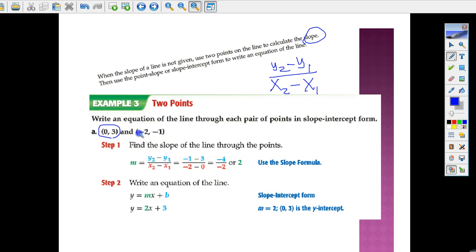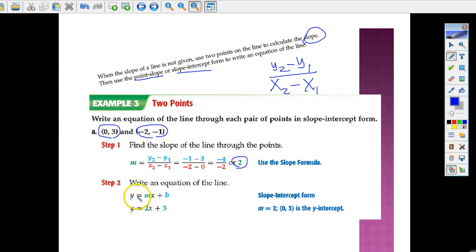So you have two points here. We're going to find the slope by doing y2 minus y1 over x2 minus x1. So you get negative 1 minus 3 on the top, and then negative 2 minus 0 on the bottom. You simplify this, and you get -2 as the slope. Once you find the slope, you can do either the point-slope form or the slope-intercept form. It does not matter.